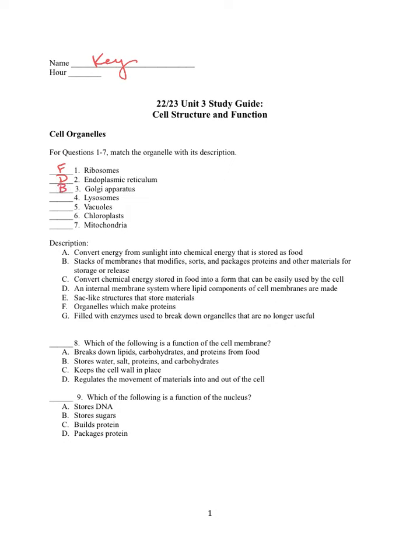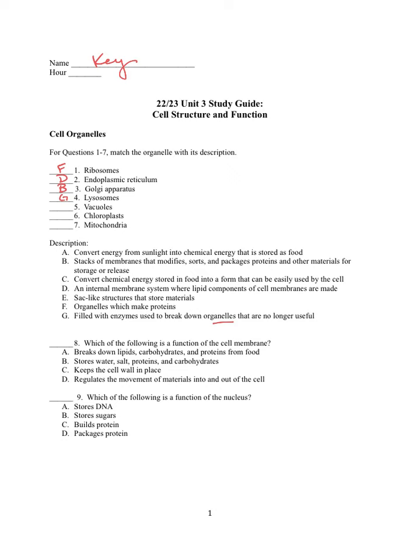Number 4, lysosomes. Remember that lysosomes are filled with enzymes so that they can break things down. So lysosomes break down organelles. They can break down other things in the cell too, but number 4 is G.